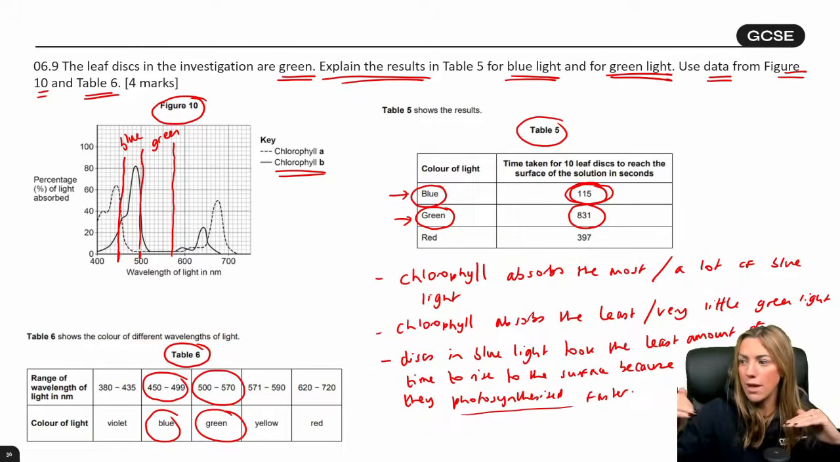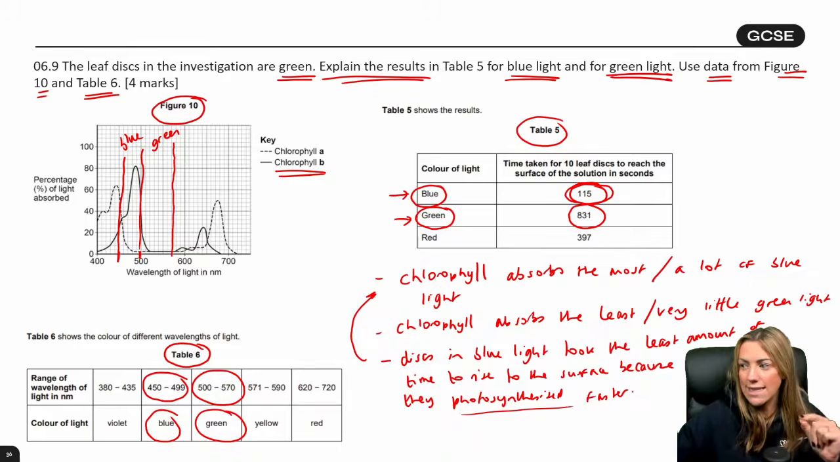So discs in blue light took the least amount of time to rise to the surface because they are photosynthesizing faster, because chlorophyll is able to absorb a lot of blue light. I could say the exact opposite for green, but I won't get another mark for it. So I'll just tell you what I could have said as an alternative for marking point 3.